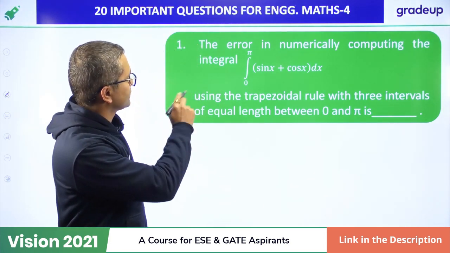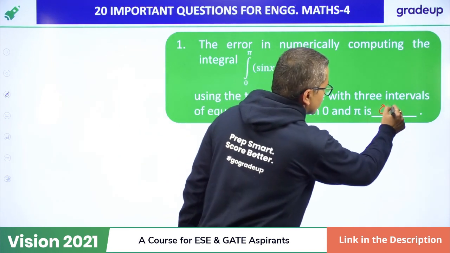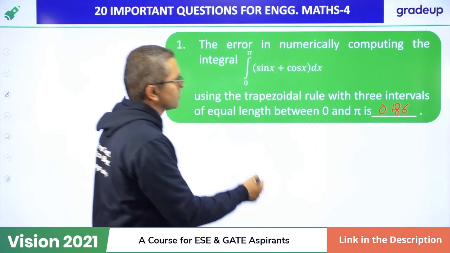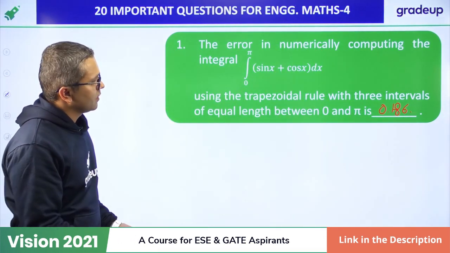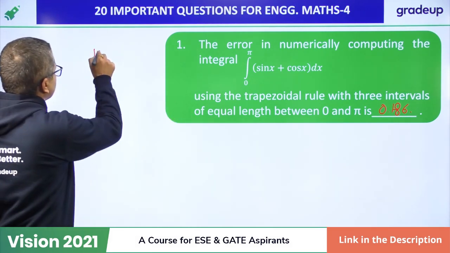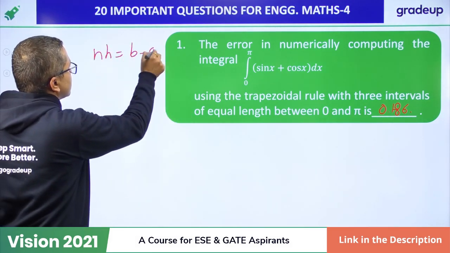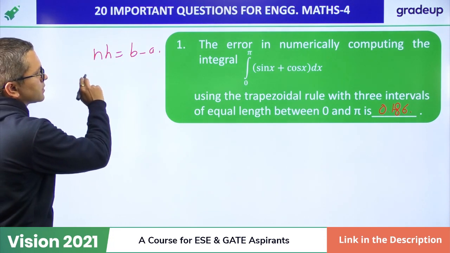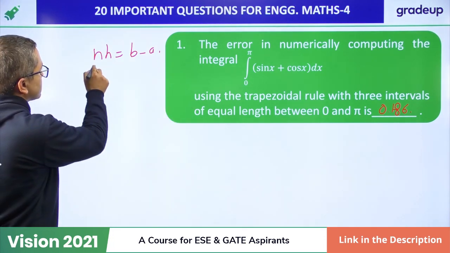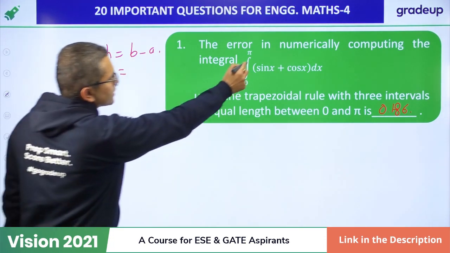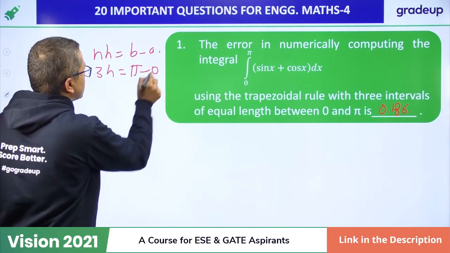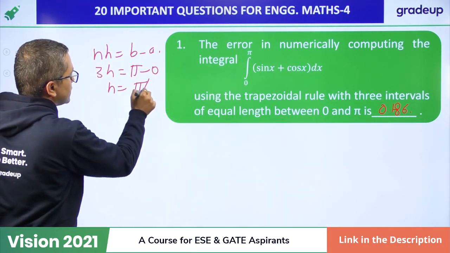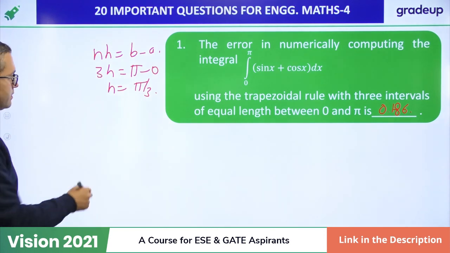0.186. Yeah, so this is 0.186. Firstly, you need to compute it using trapezoidal rule. Now you need to know this: N times H equals B minus A. N is the number of intervals, which is given to be 3. So 3H equals pi minus 0, so H equals pi upon 3. So the step size here is pi upon 3.